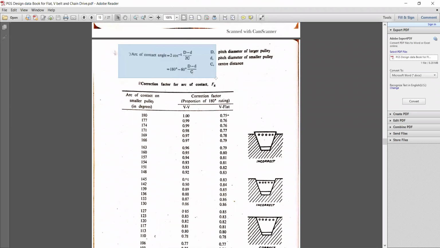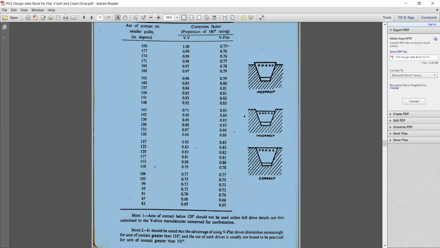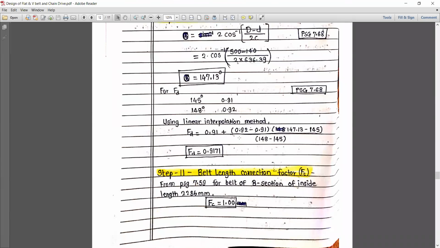Here the equations are given. Arc of contact, that is 2 cos inverse (D minus d) divided by 2C. So putting all the values, what we get, the angle is 147.13. If I look at here, there are two values, that is 145 and 148. So again we have to use an interpolation method to calculate the exact correction factor. So using the linear interpolation, what we get, the value of FD is 0.9171.